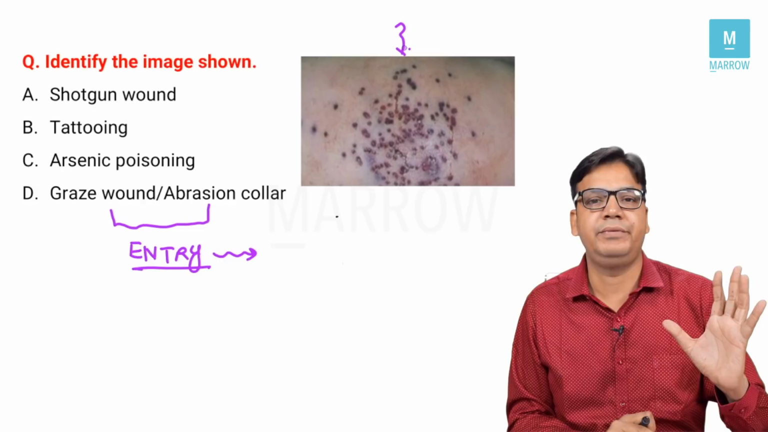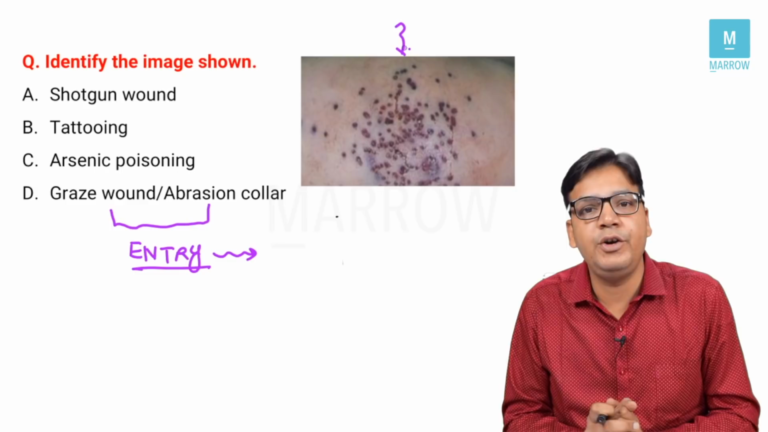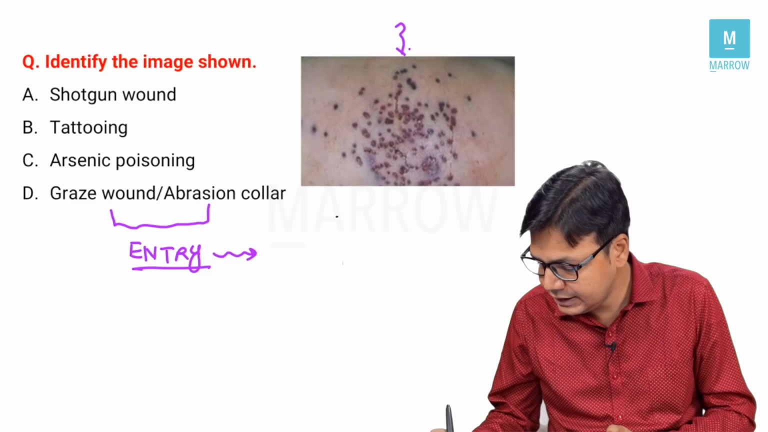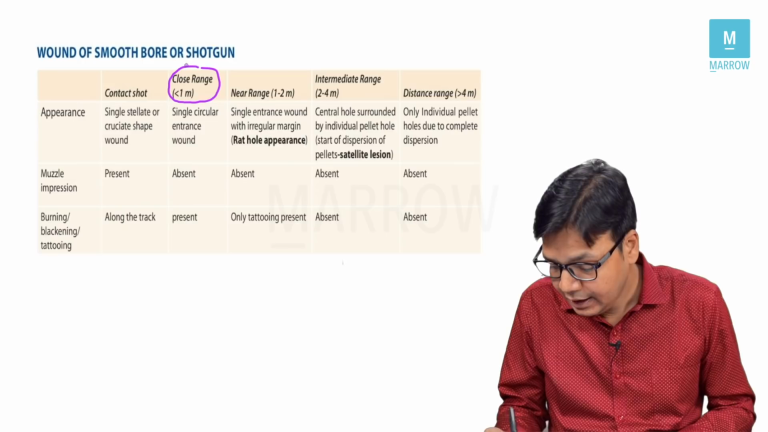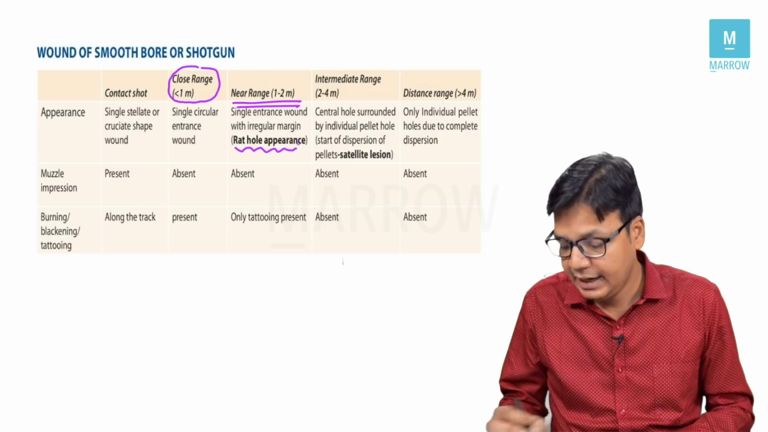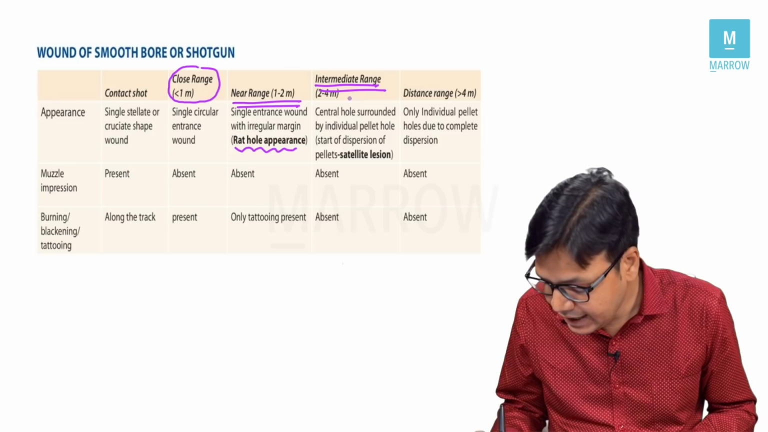Now, what about the other options? We have seen abrasion collar and graze collar are seen in entry wound. We have talked about shotgun pellets. Now we are coming to tattooing. This is shotgun range. You can see close range, less than 1 meter as I told you. Near range, 1 to 2 meter, as I told you, we have rat hole shape. And intermediate range, 2 to 4 meter, we have satellite lesion. Very simple explanation.